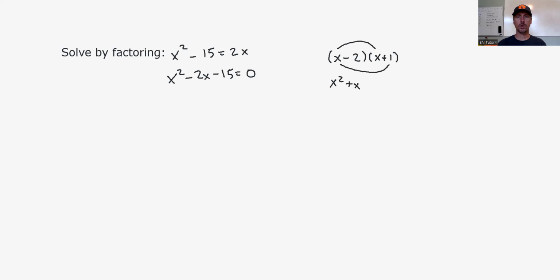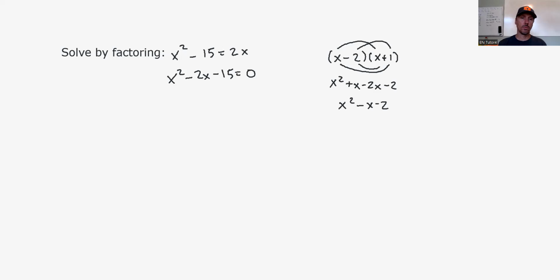When we do our inner terms, we have a negative 2 times a positive x, so we have a negative 2x right here. And then finally, when we multiply our last terms together, we get negative 2 times 1, which is a negative 2. Combining like terms, we get x squared minus x minus 2. So that's what the FOIL method would give us. We take these two binomials, multiply them together, and we get this trinomial or quadratic equation. Well, when we factor, we're doing the reverse of that.